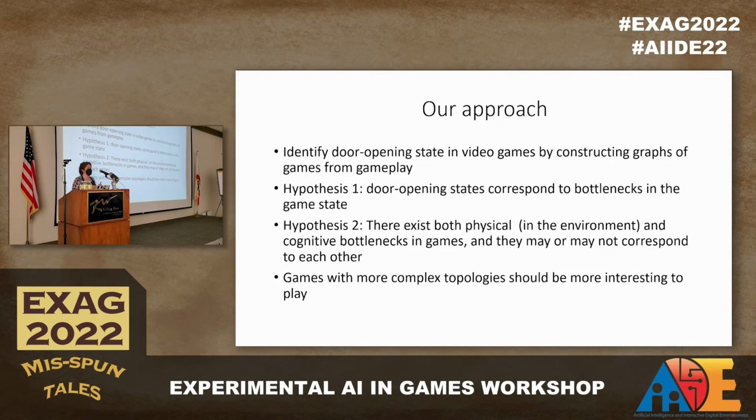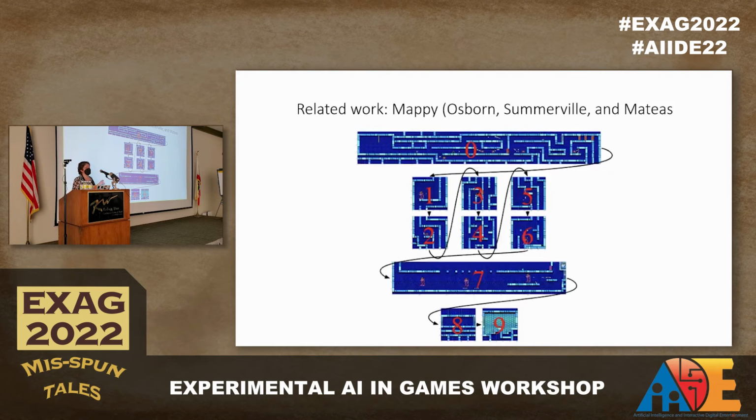So one of our other hypotheses is that some of these states are physical, where actually the state of the game means that the way the game is constructed means that you have to do one thing before another. But another part of our exploration is in this idea of cognitive bottlenecks, where a player has to learn a certain skill in order to actually progress through the game. So we're going to look at the topology of the games.